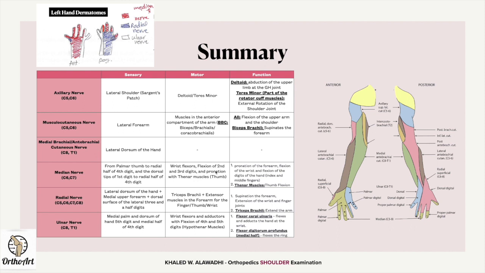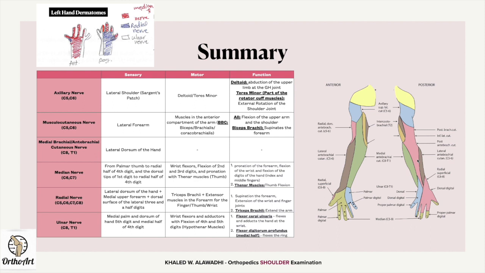Now the radial nerve innervates the lateral dorsum of the hand, shown here with the light pink, and the medial upper forearm, and the dorsal surface of the lateral 3.5 digits. They innervate the triceps brachii and the extensor muscles of the forearm for the finger, thumb, and wrist. So their job is to supinate the forearm, extend the wrist and finger joints, and extend the arm.